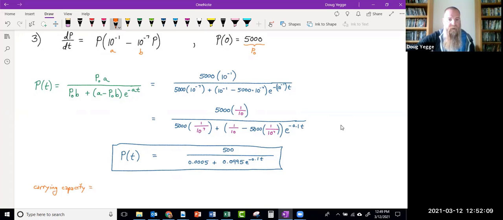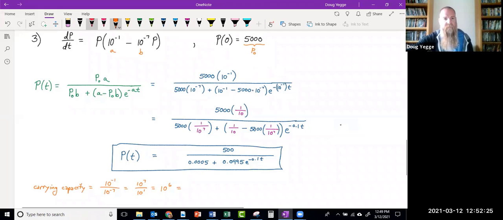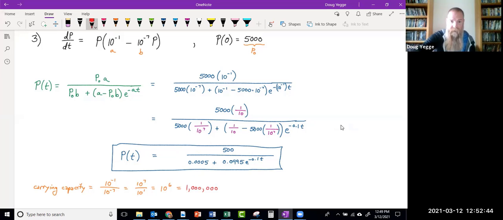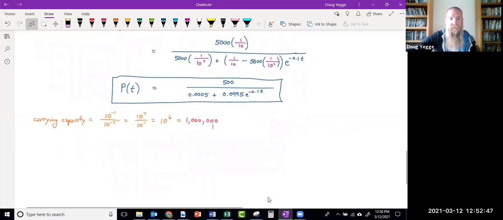So if the carrying capacity is A over B, then that's just 10 to the negative 1 over 10 to the negative 7, which is 10 to the positive 7 over 10 to the positive 1, or 10 to the 6th. So notice that the limiting value is 1 million. So if the limiting value is 1 million, that means that eventually in this suburb of this large city, the population will approach 1 million people. So we want to know, when will it be half of that carrying capacity? So all we're doing is replacing P of T with half of 1 million, which is 500,000.